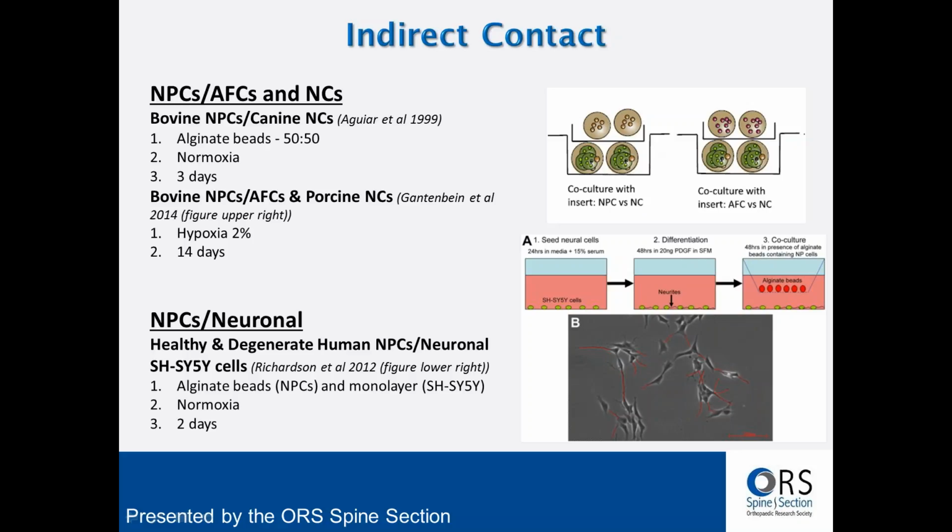So to examine the effects of healthy and degenerate human disc cells, NP cells have been co-cultured with neuronal cells, as shown here on the right. And neuronal cells were seeded in the well plate so as to measure neurite outgrowth, and the disc cells were seeded in alginate beads in the transwell.